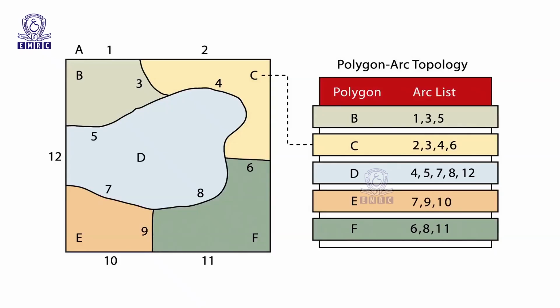In the image, you can see different areas have been denoted by B, C, D, E, F, where each area is represented by a number of arcs that determine that particular polygon area.